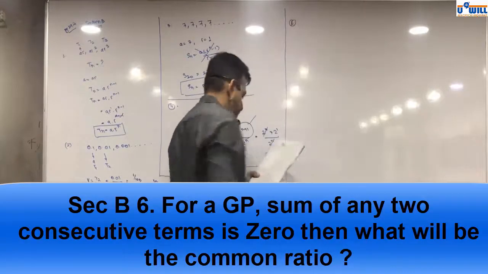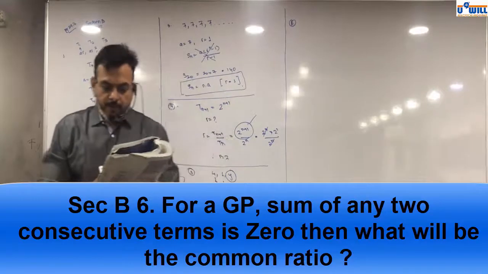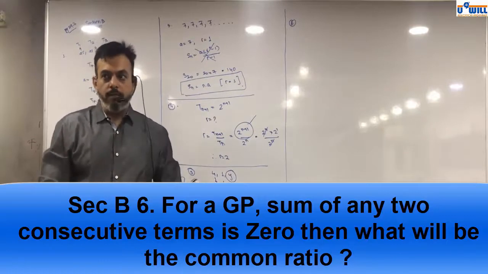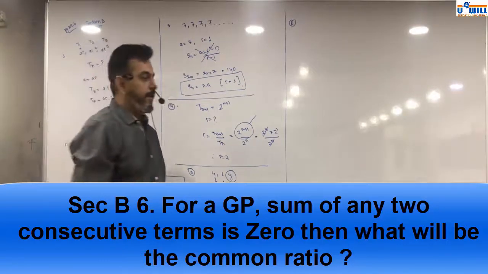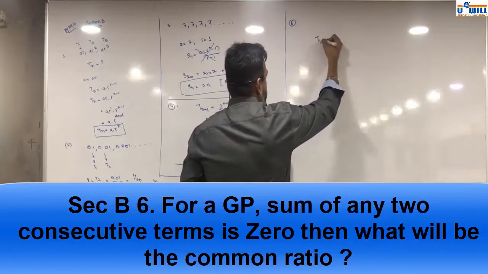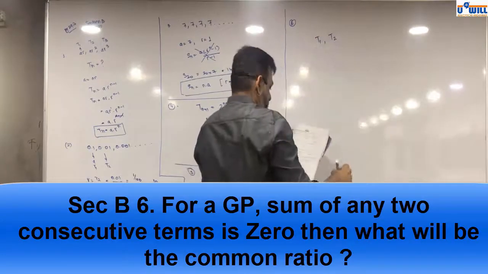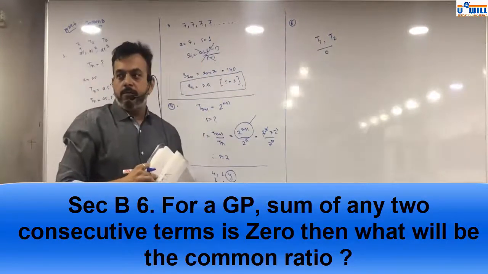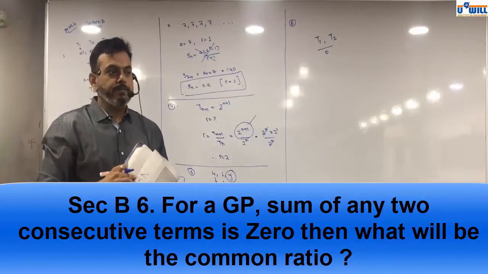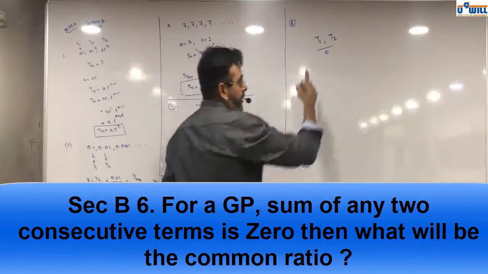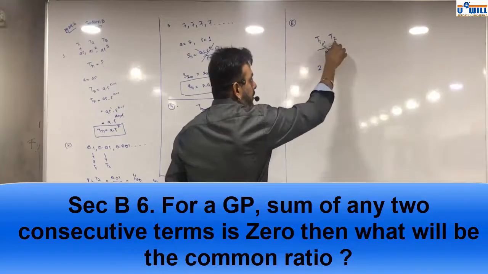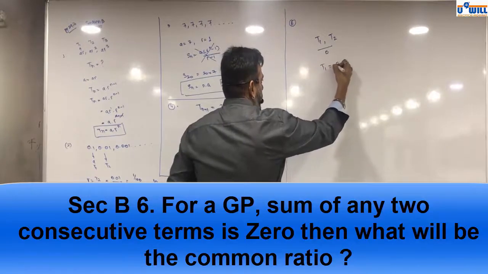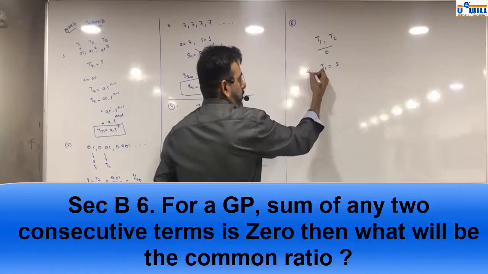6. Interesting. For a GP, the sum of any two consecutive terms is 0. What will be the common ratio? So say for example, you have term 1 and term 2. Their total should become 0. When is it possible? 0. What 0? When, say for example, T2 is 2, then, for example, T1 is equal to 2. What should be T2?